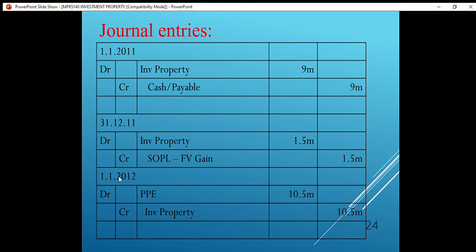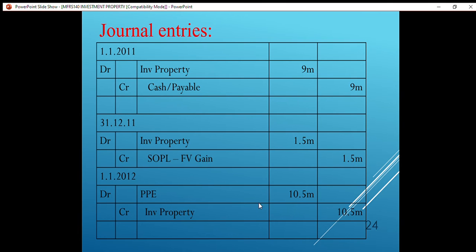And then on the same date also, we have to debit PPE at the fair value of the property, 10.5 million, and we have to credit the investment property 10.5 million. So we have to write off the investment property since it has been changed to PPE.